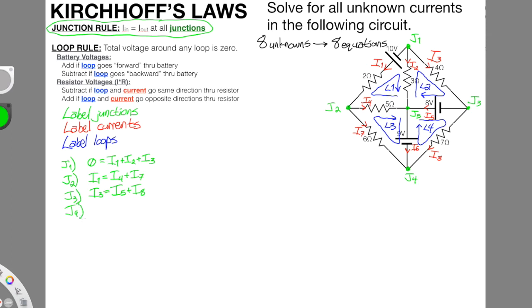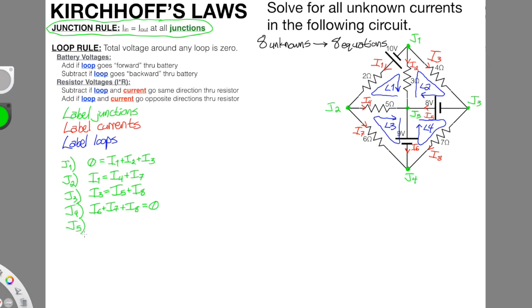For junction 4, we have currents 6, 7, and 8 coming into that junction, and none of our labeled currents leave that junction, so equals 0 on the outgoing side. Again, this is not physically possible, but it's okay, and you'll see why later.